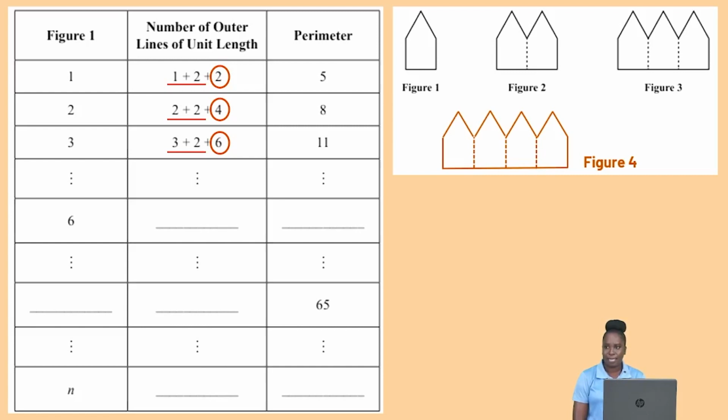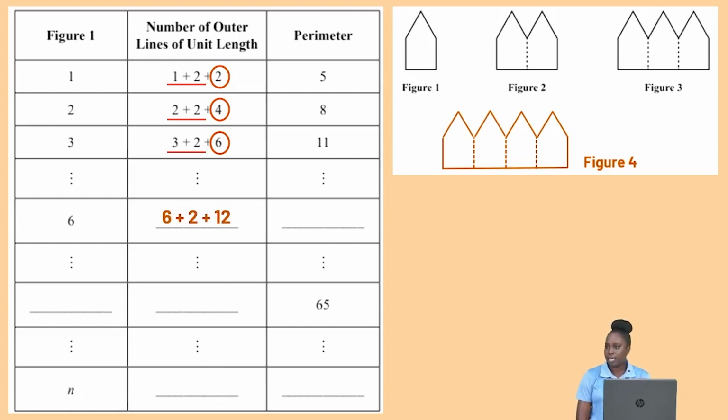So following that pattern, our first digit is going to be 6 because that represents the figure number. And the second number is going to be 2 since that's the constant. And then the third number is going to be 12 since we multiply 6 times 2 and it gives us 12.